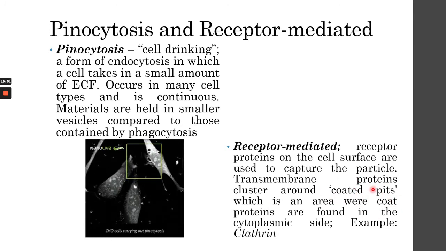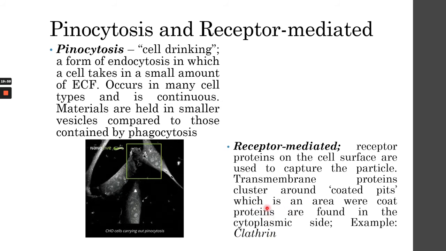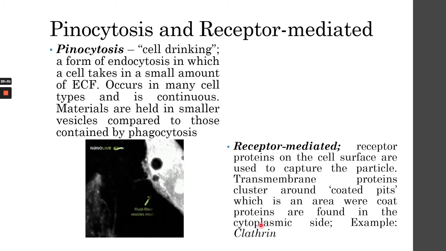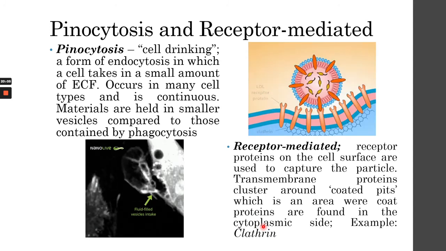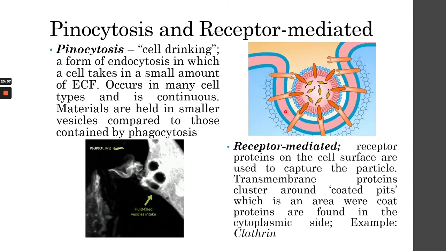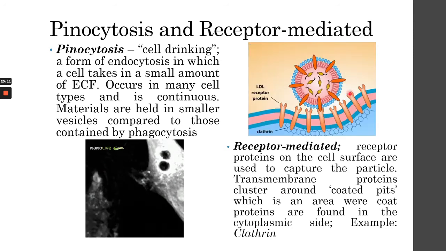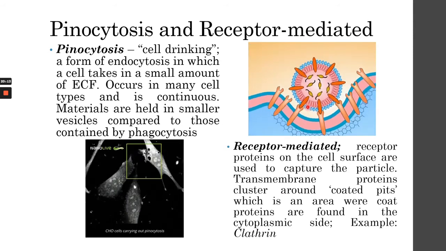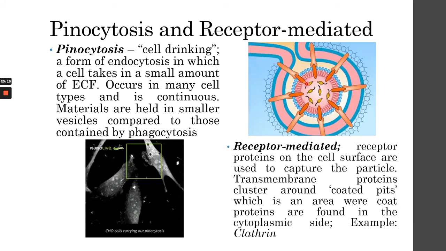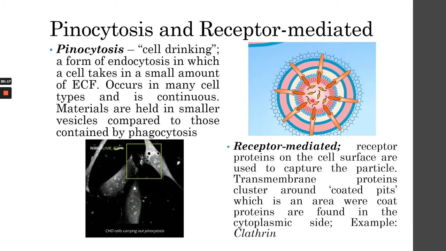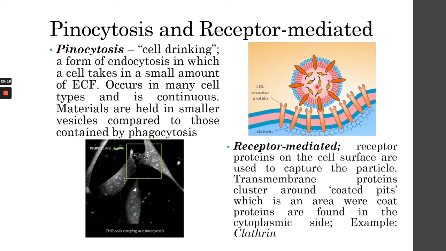Coated pits is a part of the cell membrane that has a lot of clathrin. Clathrin is a type of protein, a layer of protein that is found on the cytosol part of the cell. So you can see, this is your plasma membrane. These are your receptors. These are your protein receptors. And as you can see, they attach onto whatever materials the cell wants to engulf.